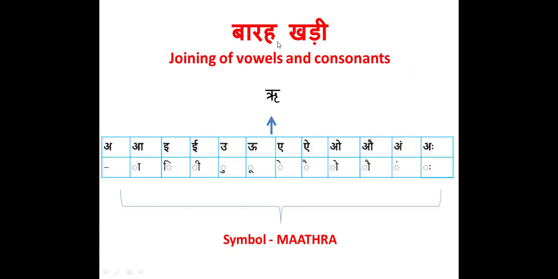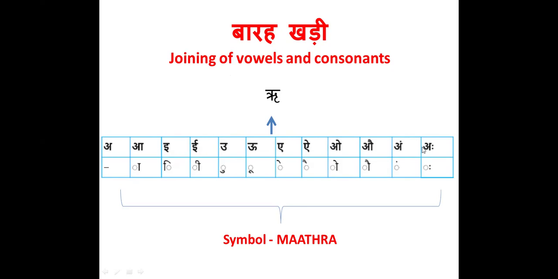Next one, Barakhadi. This Barakhadi is formed by the joining of vowels and consonants. Now we see how the joining of vowels and consonants happens.